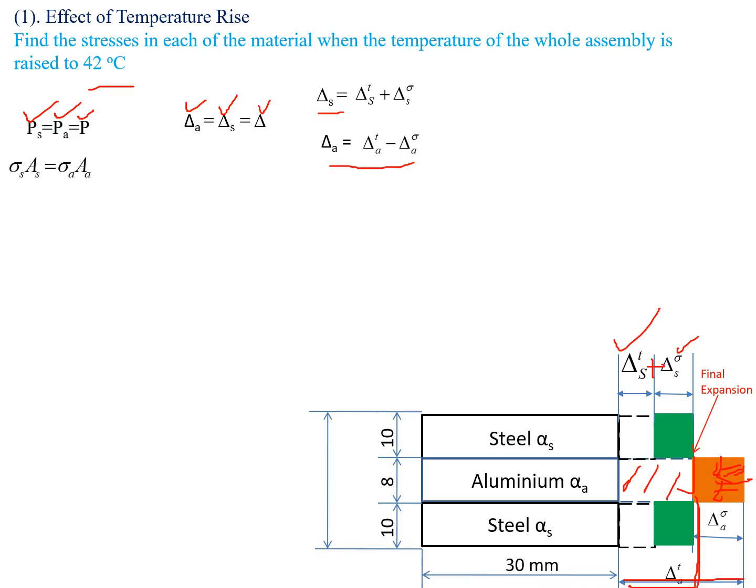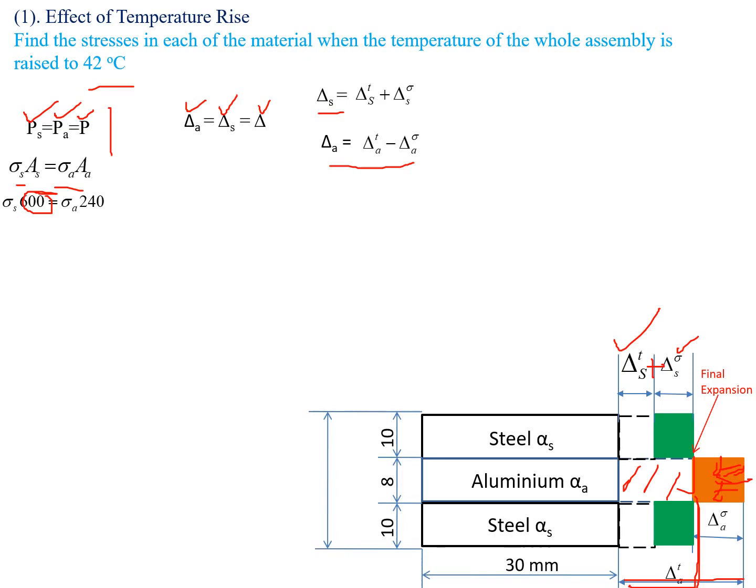So let's go to the first one, that is, the forces in the steel and aluminum are equal. We know that the force is the stress times the cross sectional area. Similarly, the force in the steel bar, which is the tensile stress in the steel bar times the cross sectional area of the steel, equals the compressive stress in the aluminum bar times the cross sectional area of the aluminum bar. The cross sectional area of the steel is 2 into 10 into 30, that is 600, which is equal to sigma A into the cross sectional area of the aluminum.